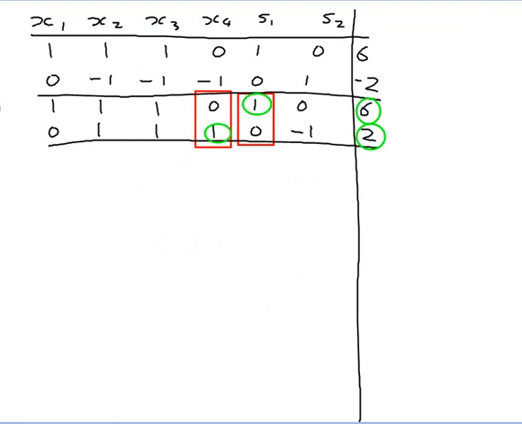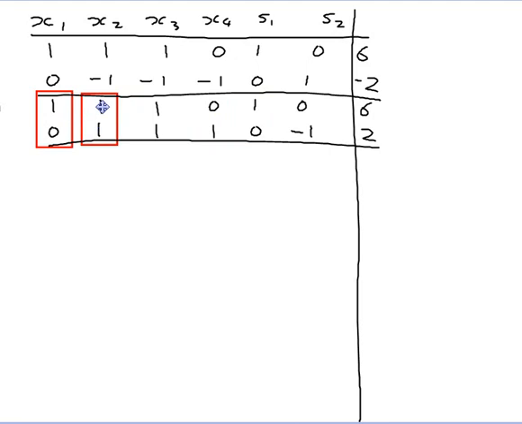I think that's all the ones I can get now. What else can I do? Well, I didn't do x1 and x2 yet. And that's not hard to achieve because I just want a 0 in this position, which I could get by doing row 1 take row 2. So I haven't changed row 2. And row 1 take row 2. 1 minus 0 is 1, 1 minus 1 is 0, 1 minus 1 is 0, 0 minus 1 is minus 1, 1 minus 0 is 1, 0 minus minus 1 is 1, 6 minus 2 is 4.